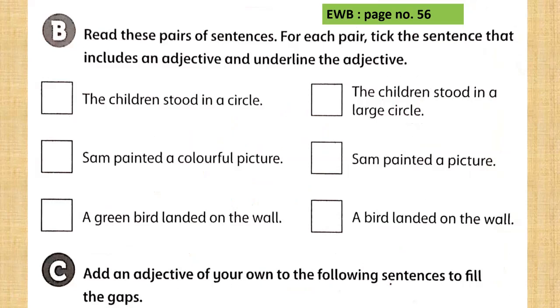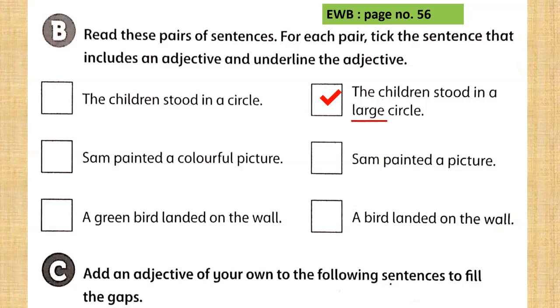Now the other option given to you is, the children stood in a large circle. So which of these two sentences has an adjective? Yes, only one sentence has an adjective. Large is the adjective. You have done a wonderful job, children. So this is a sentence with adjective, so put a tick over there.